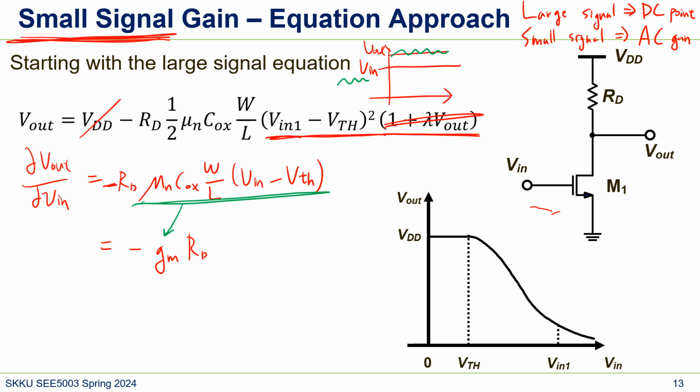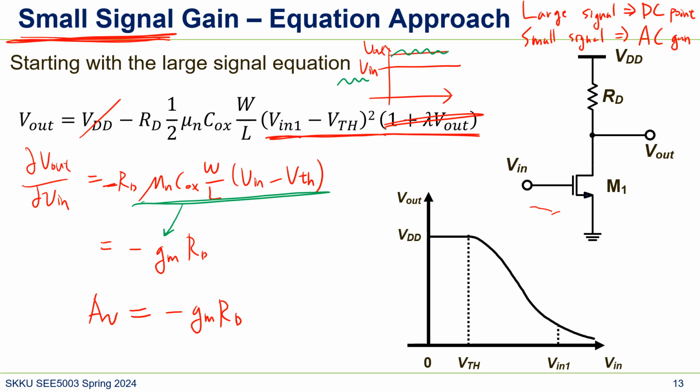So in different notation, we usually say Av, the voltage gain, is minus gm RD. So this is the equation-based approach. We start from the large signal equation, and then we differentiate it, and then get a small signal gain.